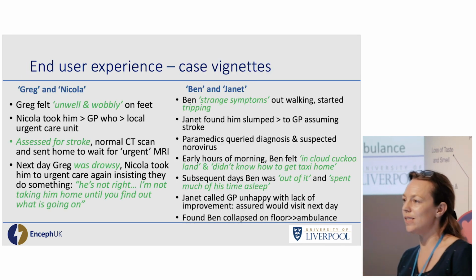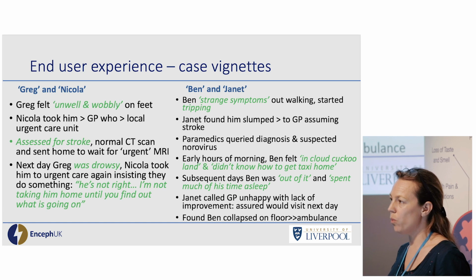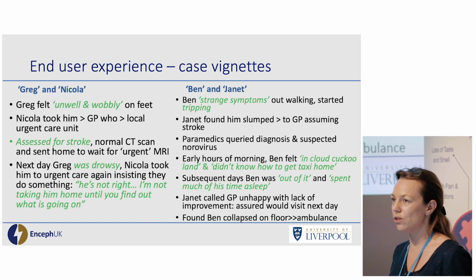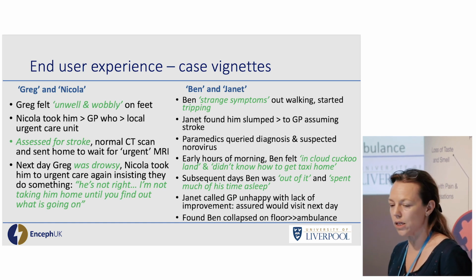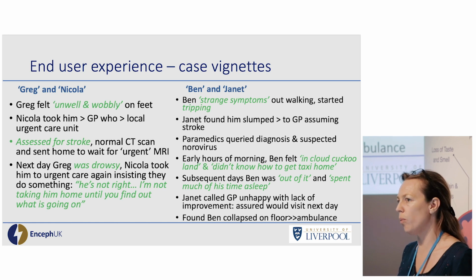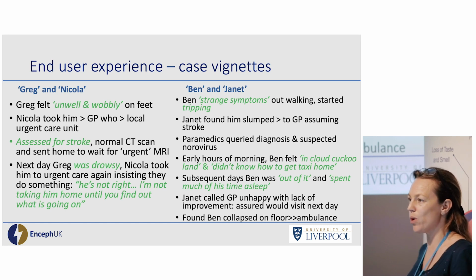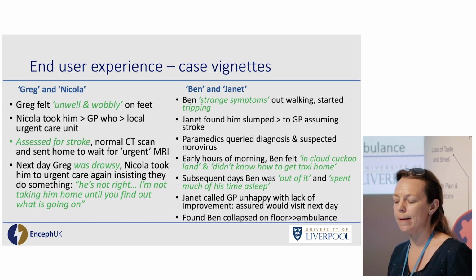And I've used lots of these snippets in different scenarios for different reasons. But for this one, I've highlighted in green just some of the wording that people use and how you can see it's vague and it's difficult to understand as a clinician actually what is going on. There's lots of different things that this can be. Unwell and a bit wobbly. You know, assessed for a stroke. Okay, then they're drowsy. He's not right. This is why I harp on about listening to family relatives. Strange symptoms, tripping over. Again, this assumption that this could be a stroke.